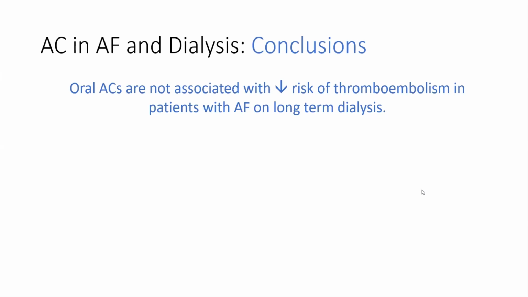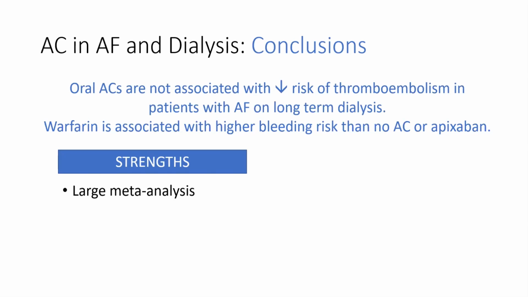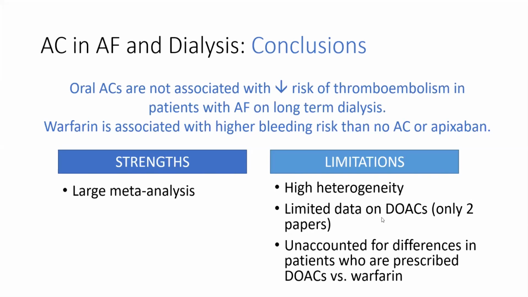So based on this study, oral anticoagulants were not associated with a decreased risk of thromboembolism in patients with AFib on long-term dialysis. And warfarin was actually associated with a higher risk of bleeding than no anticoagulation or Apixaban. The strength is a large meta-analysis, but there was high heterogeneity in all of the findings, and there was limited data on DOACs. If you noticed, for the primary outcome of thromboembolism or stroke, all but two papers were looking at warfarin versus no anticoagulation. And because these were retrospective observational studies, there may be unaccounted for differences in patients who were prescribed DOACs versus warfarin that we're not able to control for.